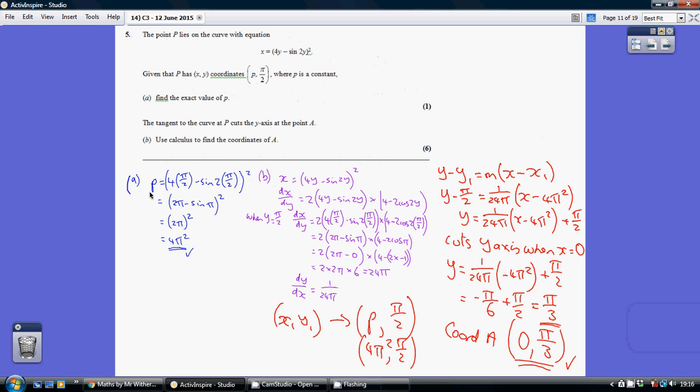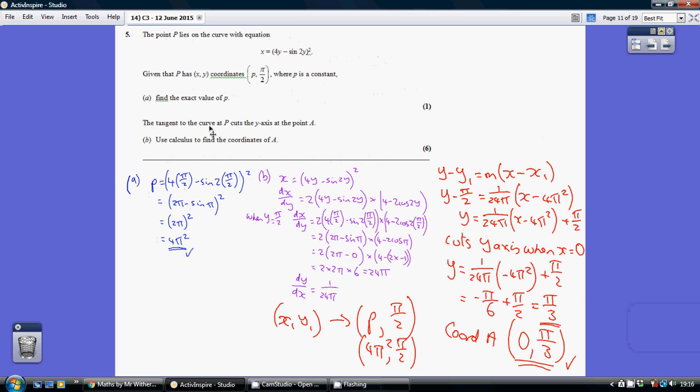So P equals the curve with pi over 2 substituted in. So substituting pi over 2 in, we get this inside the bracket. Sine pi is 0, so we've got P equaling 2 pi all squared, which is 4 pi squared.